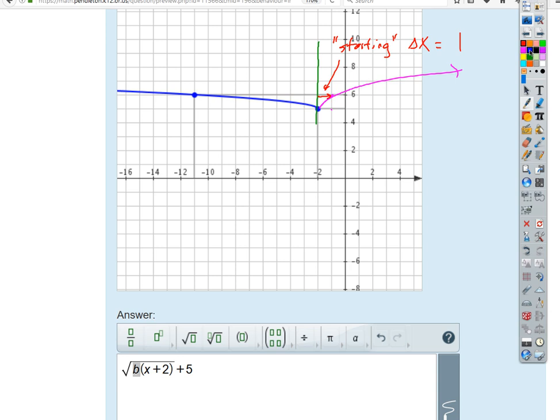Not 9. Negative 9. So to go from here over to here, this distance is negative 9. So what do I multiply by to go from 1 to negative 9? Well, it's always just final divided by initial, right? So D just equals negative 9 divided by 1, which is negative 9, right?